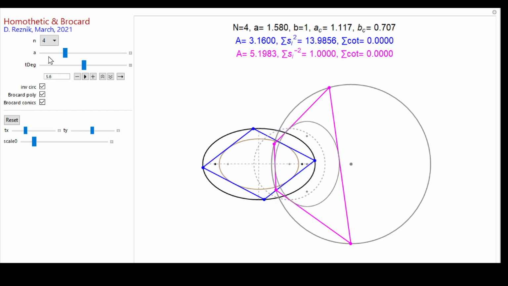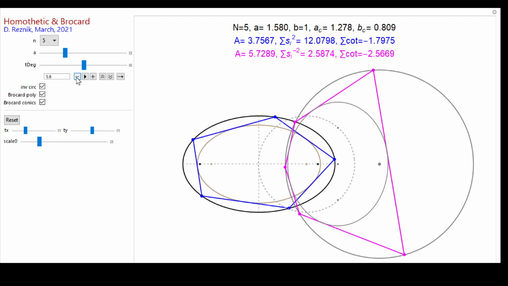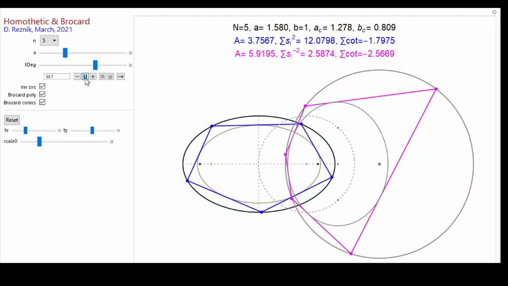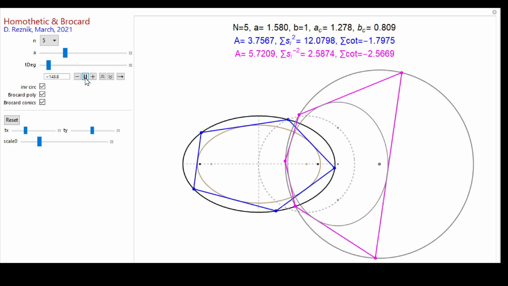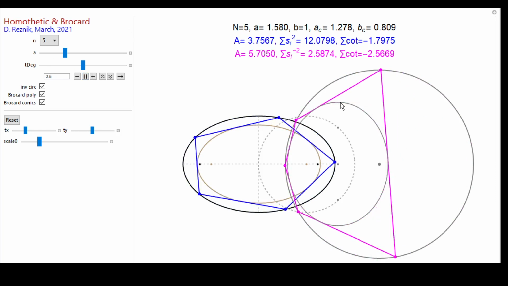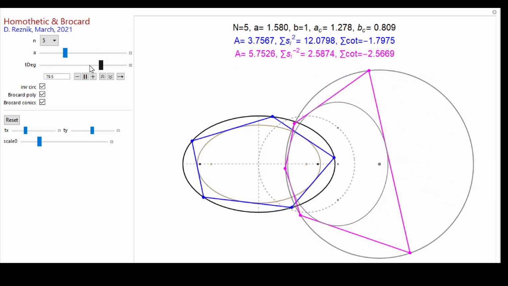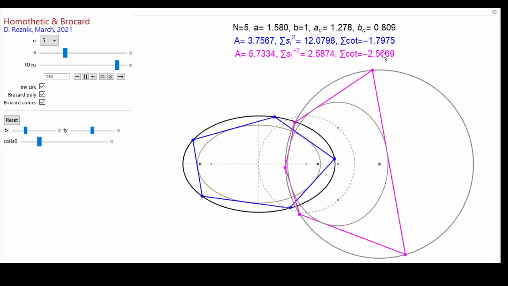So let's go back to n equals 5, which was the original example. And you see here that for n equals 5, although you no longer have the concept of a Brocard angle, because we're no longer dealing with triangles, you do have the concept of a family with a caustic, and I can actually measure the cotangents at each angle and report their sum. And lo and behold, their sum remains constant.